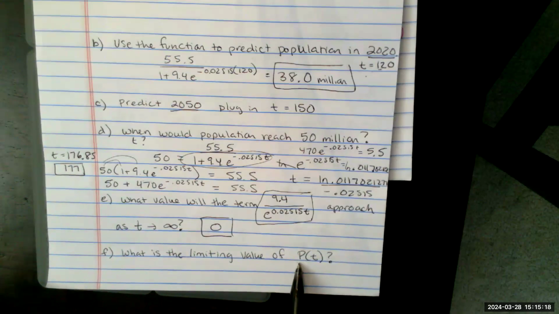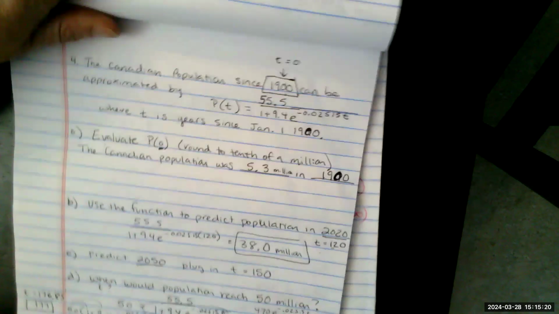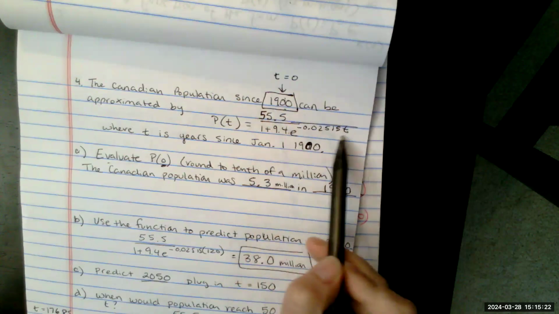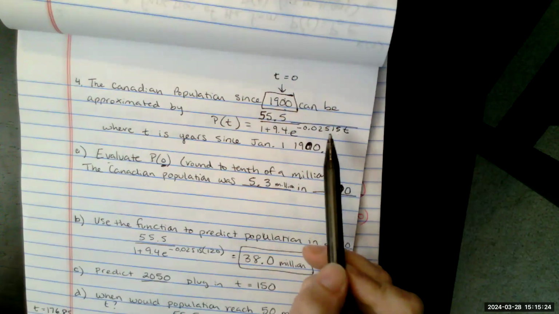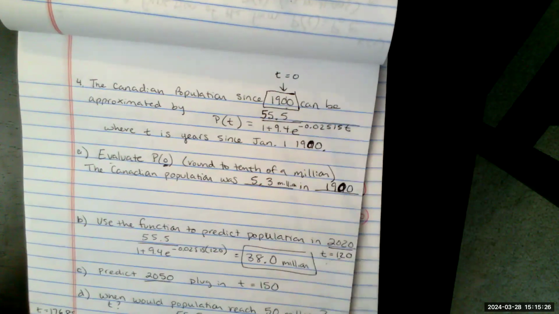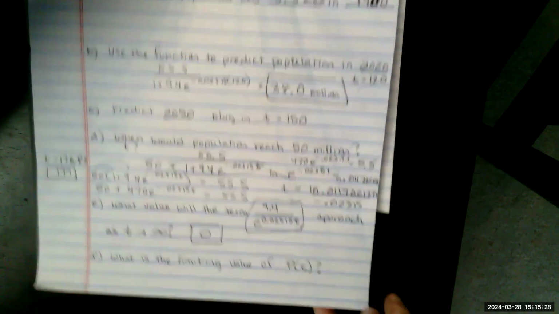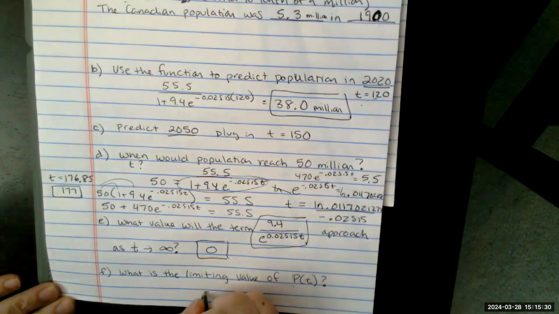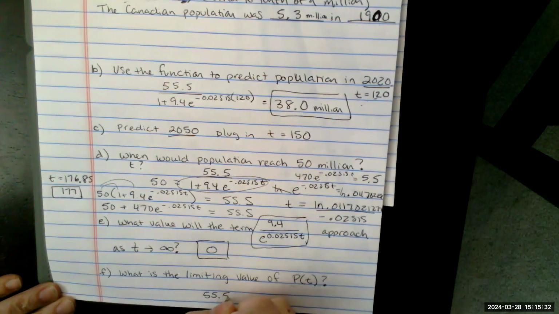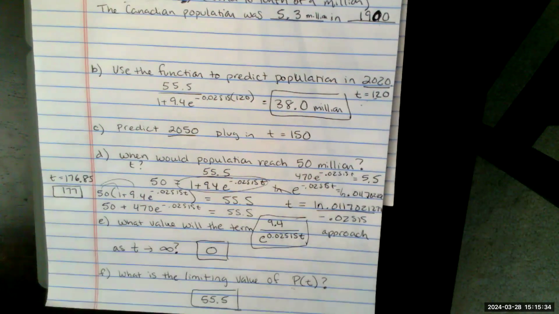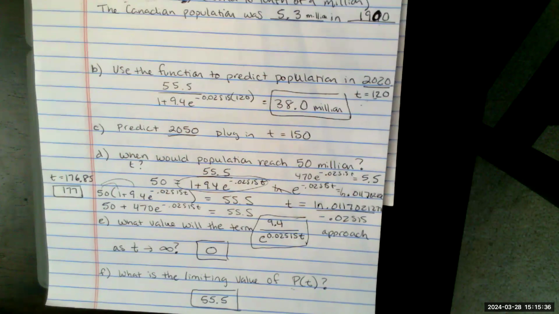And then limiting value of P of t means do the same type of thing, but go back to the original equation and plug in 10, plug in 100, plug in 1,000, see what's happening. And you will see that this time the number is getting closer and closer to that 55.5. So that is the limiting number. So you're just going to get closer and closer to that, but never quite get to it.